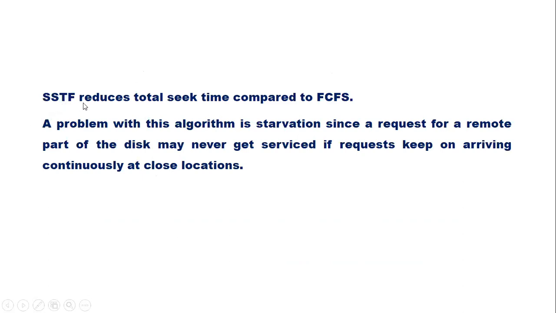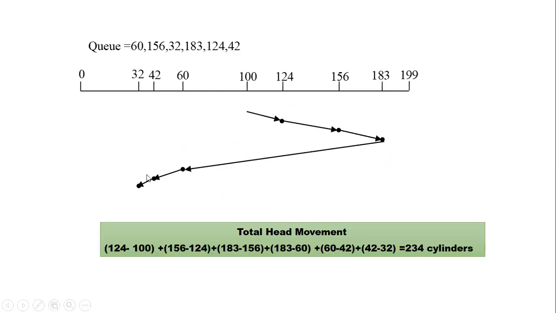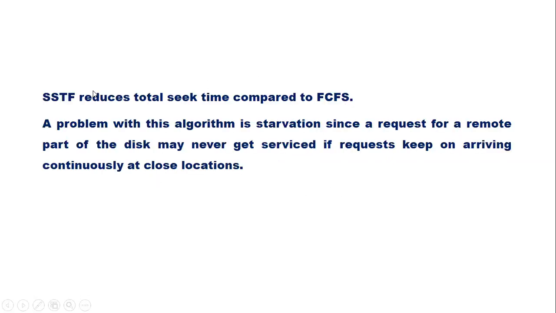So the shortest seek time first reduces the total seek time compared to FCFS. A problem with this algorithm is starvation, since a request for a remote part of the disk may never get serviced if requests keep on arriving continuously at close locations. For example, here 183. Suppose several requests come in between, so 183 has to wait indefinitely to get serviced. So there is a possibility of starvation in the case of shortest seek time first.